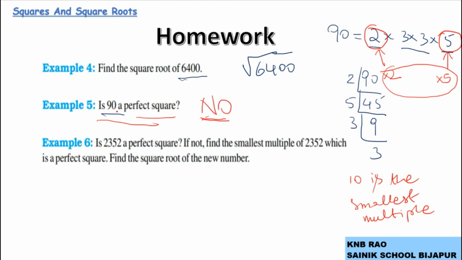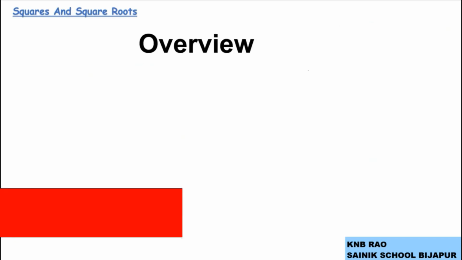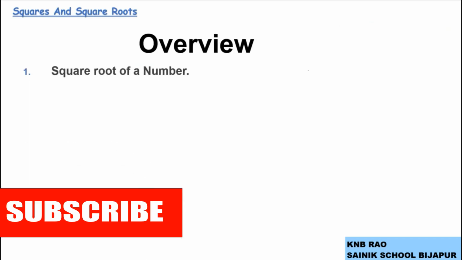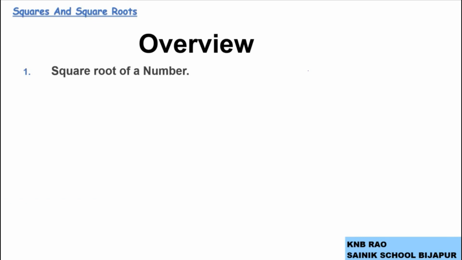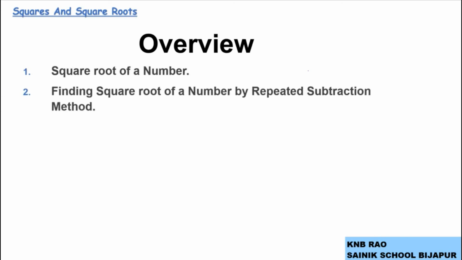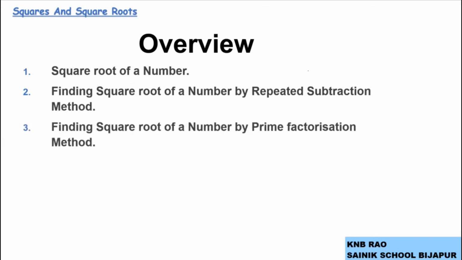For today's session, this much is enough, and we'll go for the next session learning the bar division method and finding the square root of a number by using the bar division method. So in overview, we learnt in our previous session as well as in today's session the meaning and definition of square root of a number, finding square root of a number by the repeated subtraction method, and finding square root of a number by the prime factorization method.